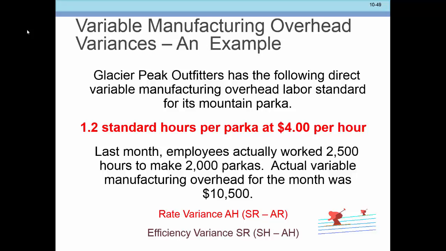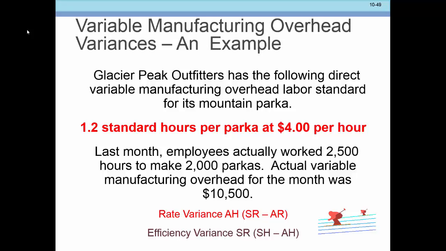Okay? And so we're going to pick up just that variable rate per hour now, which is $4. This is not my predetermined manufacturing overhead rate, because that has both fixed and variable components in it, right? We're dealing with just the variable part. And so when I go ahead and do my variable, and again, I'll put this actually, why waste ink, right?